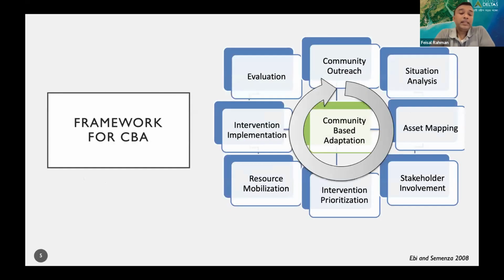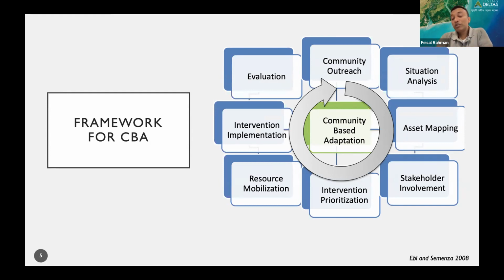In the lecture that we have included in the book, we have provided a framework for CBA, which has been provided by Chris Eby and colleagues back in 2008 in the context of health-based, community-based adaptation, but this is more or less applicable to any CBA project.